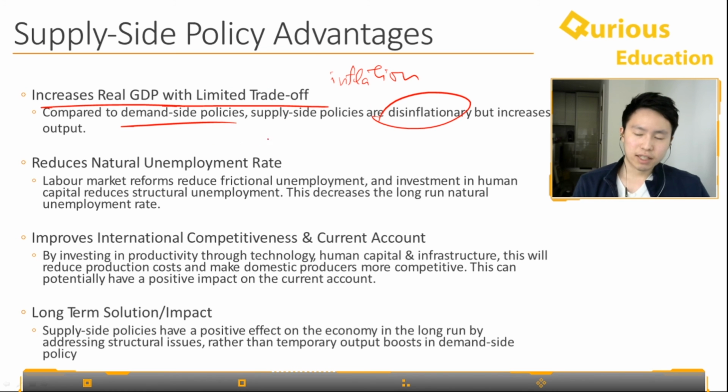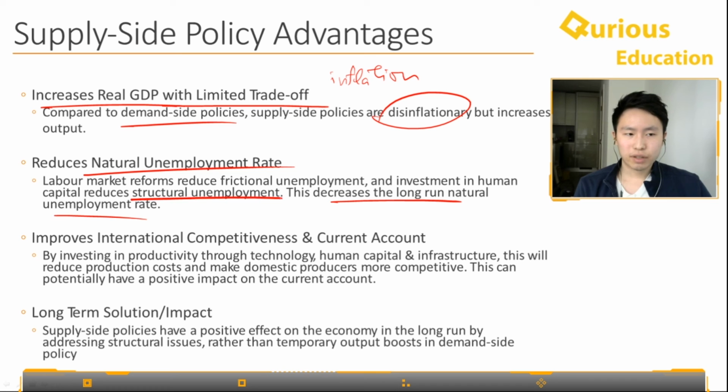Whereas for supply side policy, it's the other way around. If we have more goods and services in the economy, people would actually be able to pay less to acquire those goods and services. Secondly, it reduces the national unemployment rate. If supply side policy is successfully implemented, for example the T-levels, it would help reduce the mismatch between labor skills and the skills demanded in the economy. This would help decrease the level of unemployment, right? In particular, structural unemployment. Structural unemployment basically means that you are unemployed because you don't have the right skills in the economy. So this would help reduce the unemployment rate in the long run, which is what we call the natural unemployment rate.